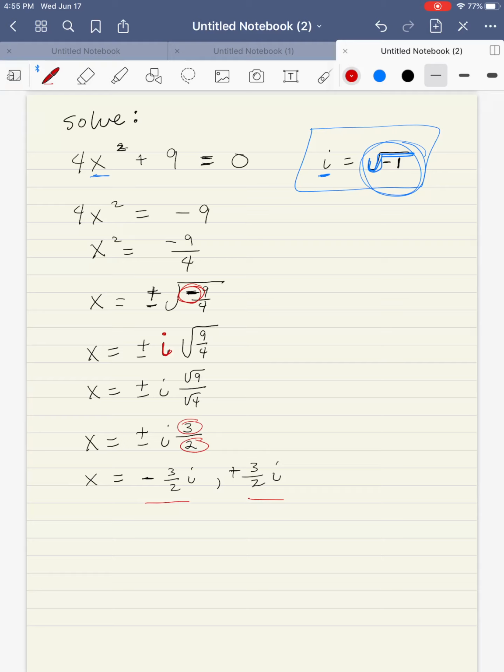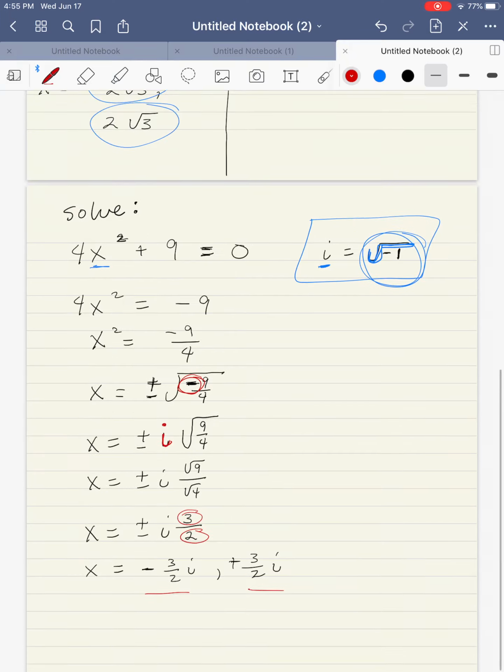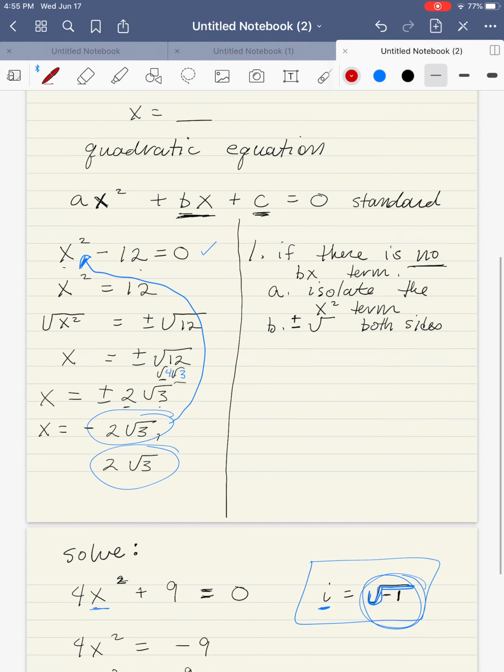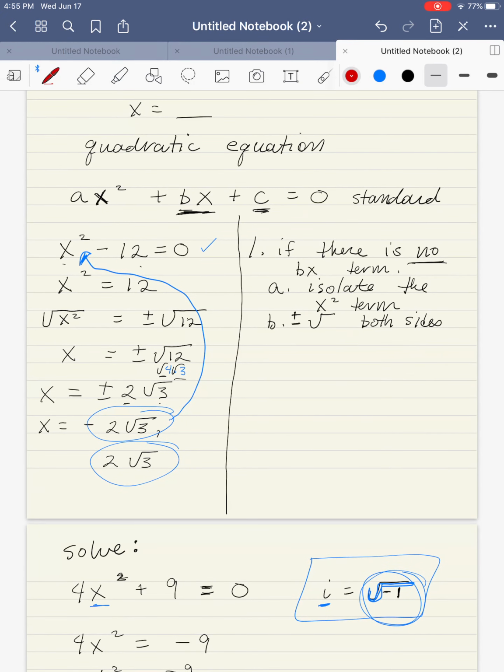In our next video, we're going to look at how we solve quadratic equations that do have a bx term. And we're going to see that we have several different ways of doing this. And we'll continue our flow chart, our thought process here, with what do we do if there is a bx term?